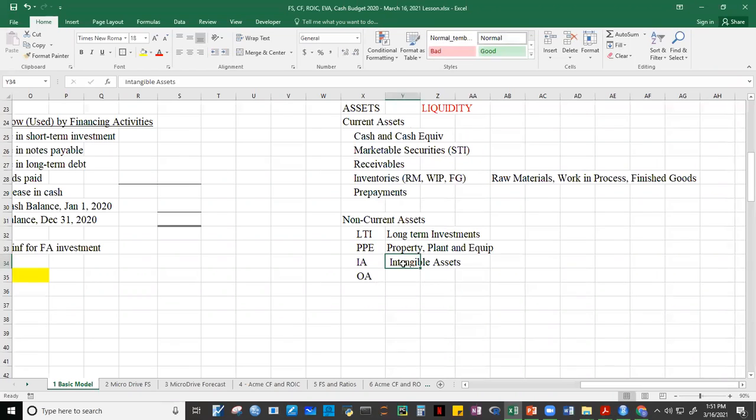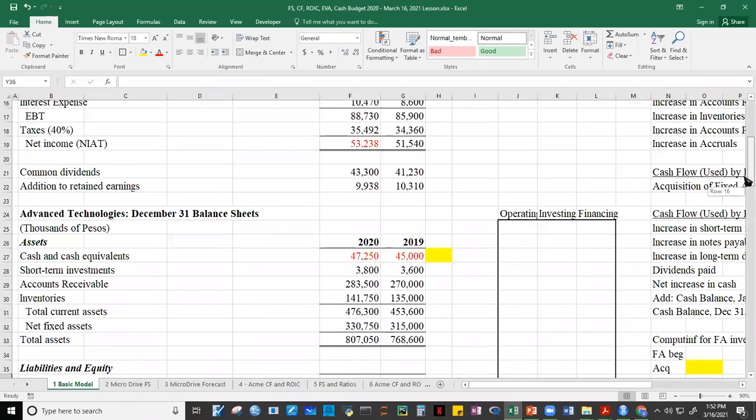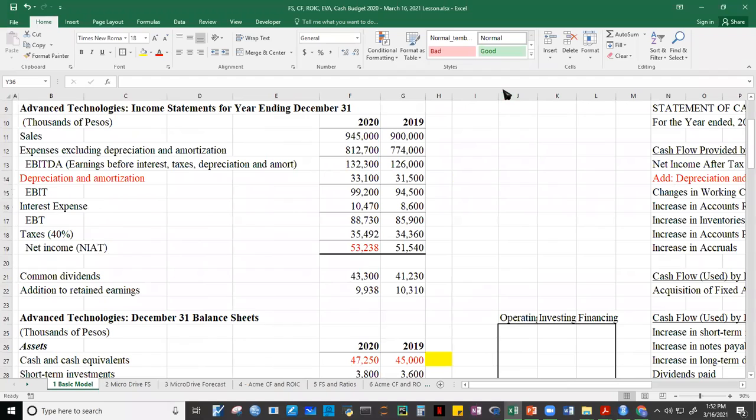Example of intangible assets are goodwill, patents, copyright, etc. So these are just examples ng intangible assets. Ito guys yung ina-amortize. Yung kanina depreciation and amortization, yung PPE dini-depreciate, ito yung ina-amortize. And OA guys are your other assets, those that cannot be classified under the others, example nito, deferred charges. All right, any questions so far? Okay guys, excuse lang, may knock on the door lang.